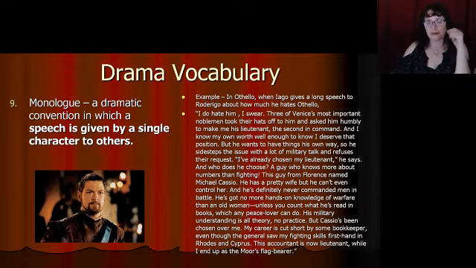But Cassio has been chosen over me. My career is cut short by some bookkeeper, even though the general saw my fighting skills firsthand in Rhodes and Cyprus. This accountant is now lieutenant, while I end up as the Moor's flag bearer.